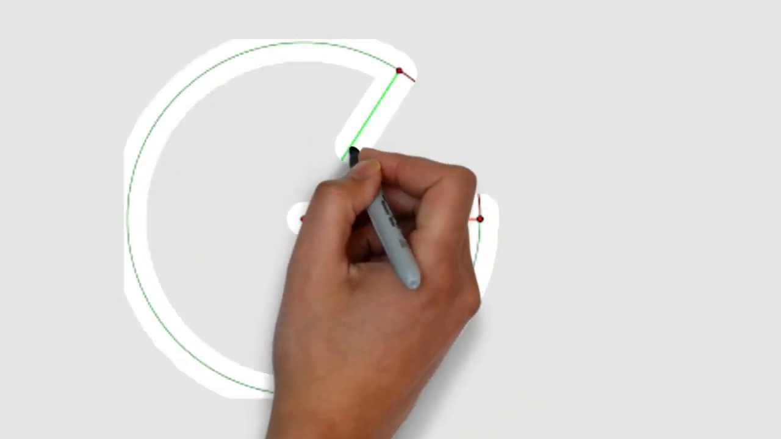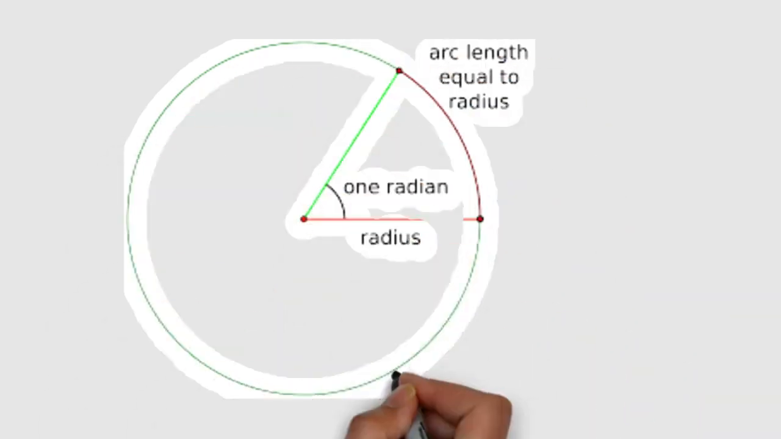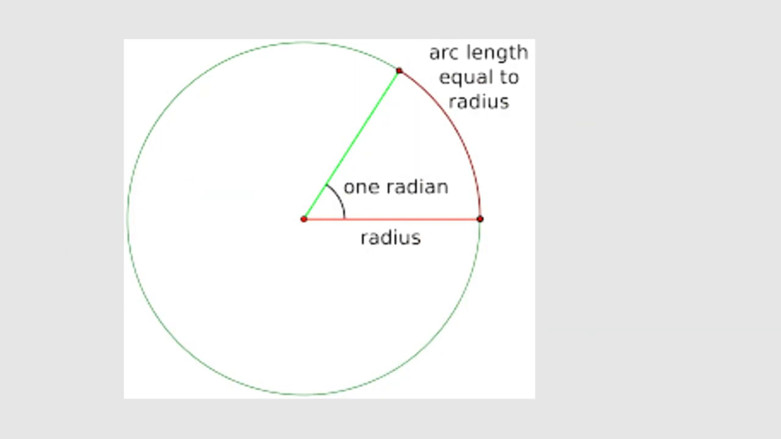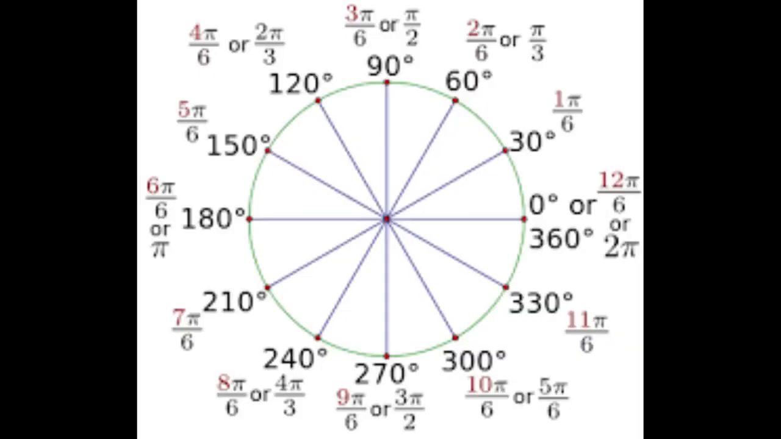A radian is an angle subtended at the center of a circle by an arc that is equal in length to the radius of the circle. As you can see in the diagram, it has a radius of r and an arc length of r as well. So the arc length and the radius are equal, and the angle it is forming is a radian. Now let me remind you of the formula for arc length. Arc length is theta over 360 times 2 pi r.